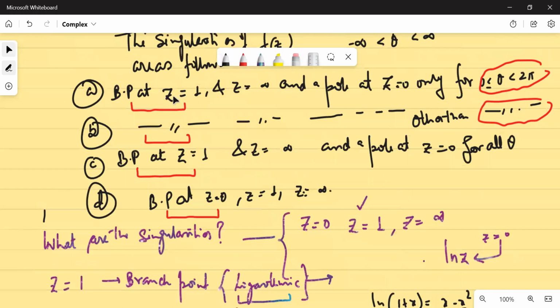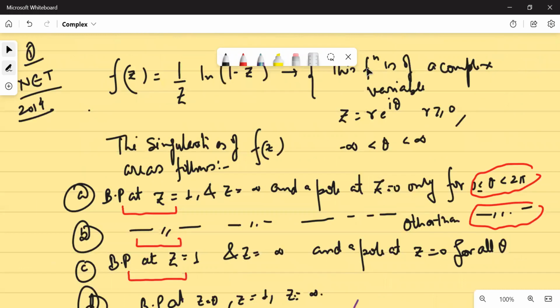The question was given as 1 upon z ln(1 minus z). So clearly this particular function is of a complex variable, where z was given as z equal to r e^(iθ), and θ was given in all possible range, that is from minus infinity to plus infinity.